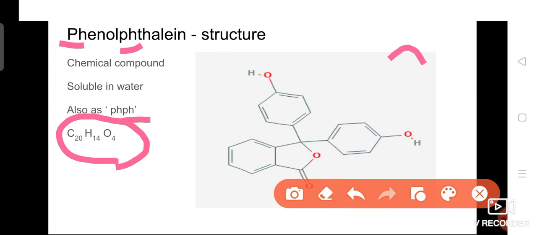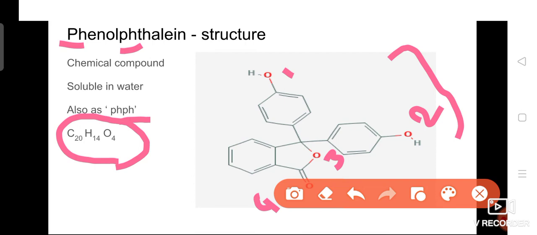This is the structure. This structure contains how many carbon? 20 carbon. How many hydrogen? 14 hydrogen. And how many oxygen? 4 oxygen. For oxygen you can easily count 1, 2, 3, and here 1, 4 at the bottom. Isn't it? Okay. And hydrogen, how many? 14 hydrogen. And how many carbon? 20.